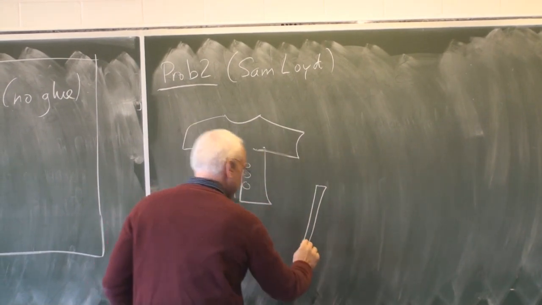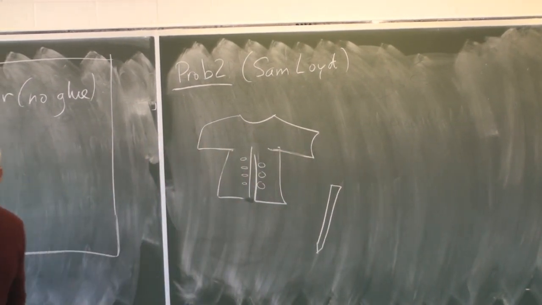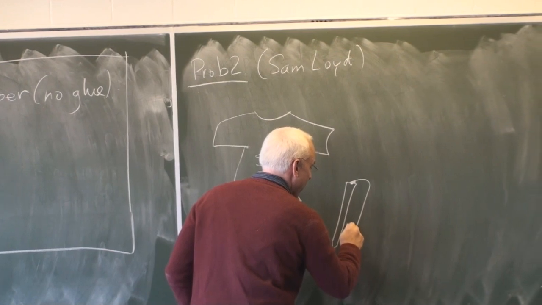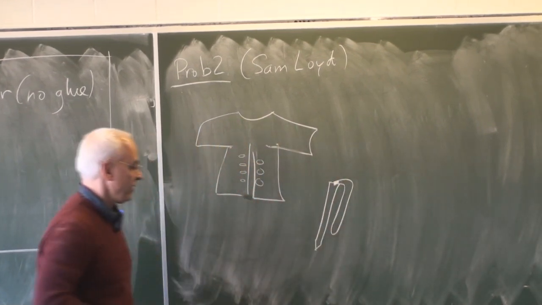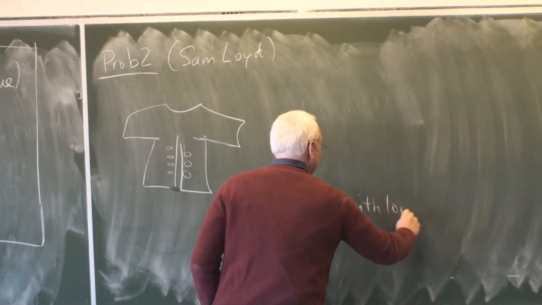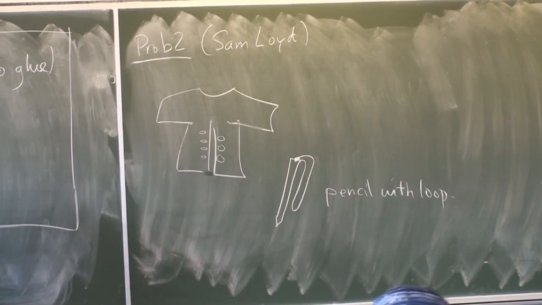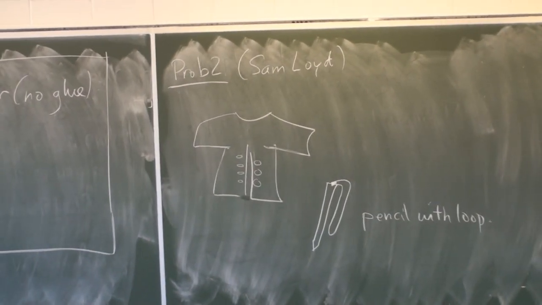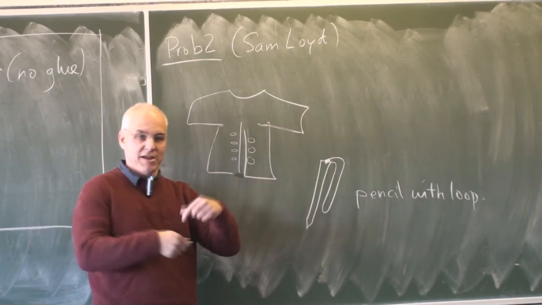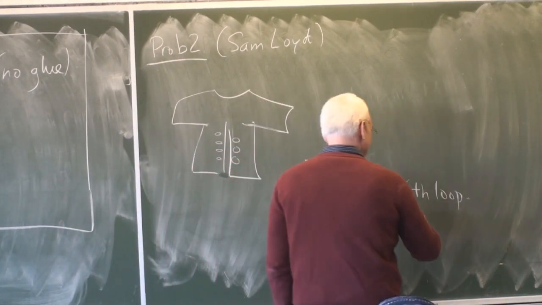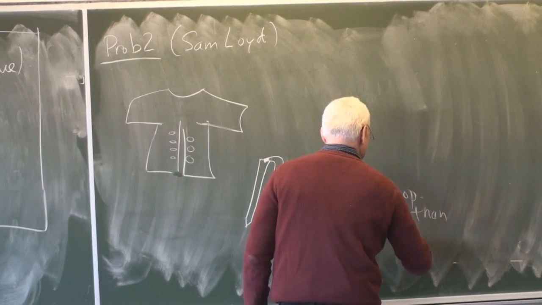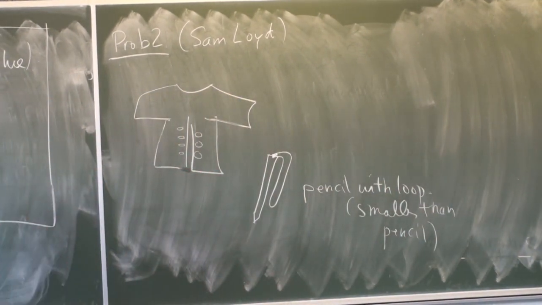It doesn't have to be that big, but okay. In large view, there's a pencil. And from the pencil, you have a loop. You've got a piece of string, which is looped like this. So this is a pencil with a loop. And the loop is not big enough to go over the pencil. Even if you pull it tight, it's not big enough to go over the pencil. So it's a loop which is smaller than the pencil. These are the ingredients.